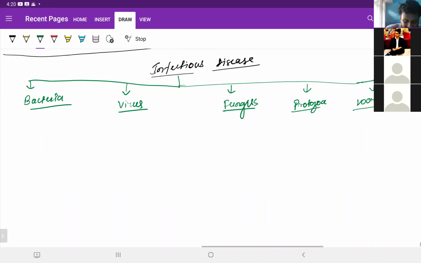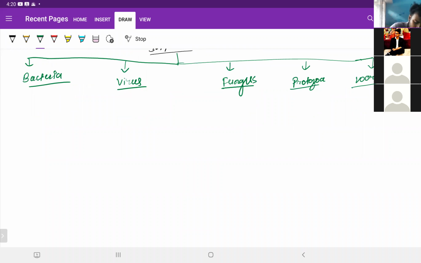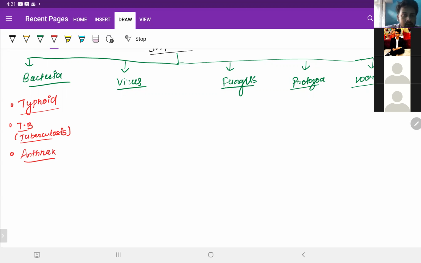Fine. So start with some of the bacterial diseases, the name of which are mentioned in your NCERT: typhoid, right? Another is TB, which we call tuberculosis, or another is anthrax. So these are the three names mentioned in your NCERT, which are caused by these bacteria. Nothing much has been given, just the names. Do you want me to go in the depth of these diseases? Because it is not given, it is not necessary at your level, right?